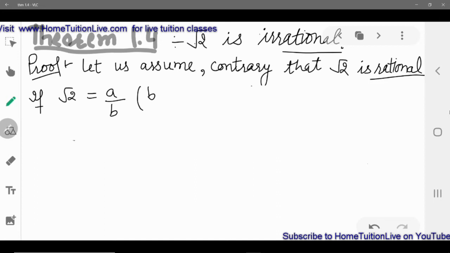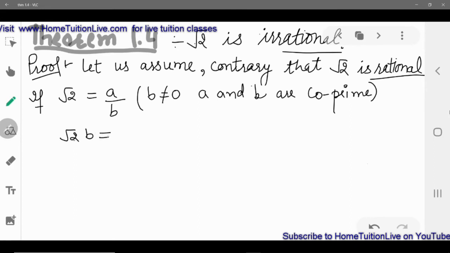Here the denominator b is not equal to 0, and we will assume that a and b are co-prime numbers. Co-prime numbers are the numbers having only one as a common factor. Okay, now rearrange the equation. Root 2 b is equal to a.